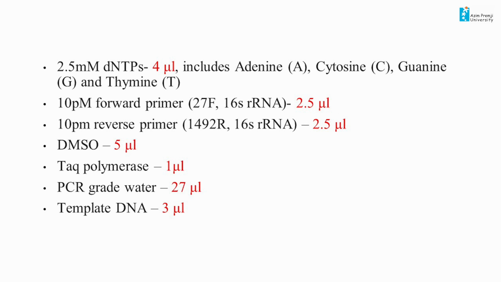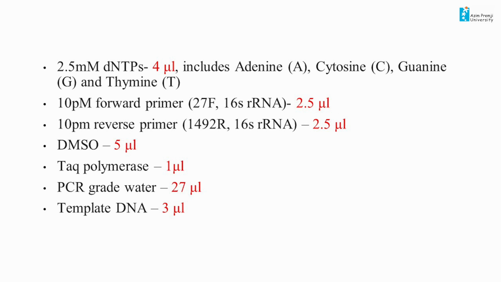For this PCR, I am setting it for a 50 microliter reaction, that is, when I add all these reagents, the total volume will make up to 50 microliters, including DNA. The first reagent is dNTPs, which consists of all 4 nucleotides, used at 2.5 millimolar concentration, and the volume pipetted will be 4 microliters. Then forward primer and reverse primer, which I already explained. Each will be added at 2.5 microliters, then DMSO 5 microliters, followed by Taq polymerase.